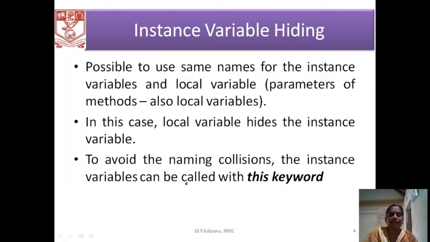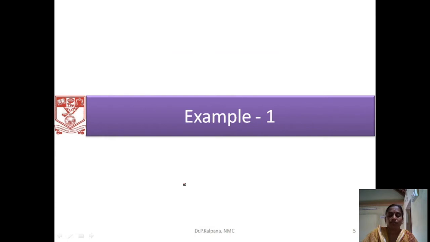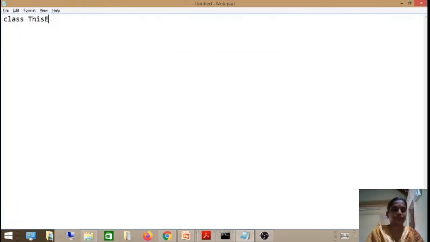Instance variable hiding. It is possible to use the same name for an instance variable as well as a local variable. Here, the local variables are the parameters of the methods. In this case, the local variable hides the instance variable. To avoid such naming collisions, the instance variable can be called with the this keyword. Let me give an example for this.